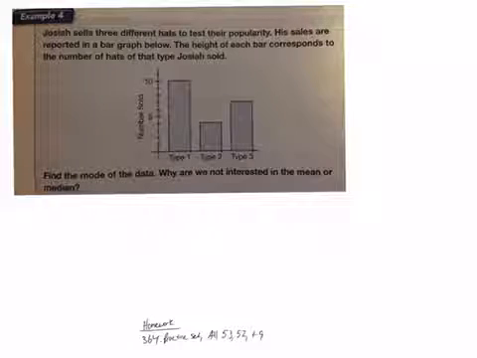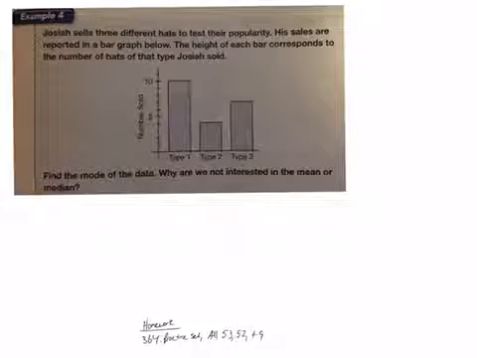One more. It says, Josiah sells 3 different hats to test their popularity. His sales are reported in the bar graph below. The height of each bar graph corresponds to the number of hats of that type Josiah sold. Find the mode of the data. Why are we not interested in the mean or the median?